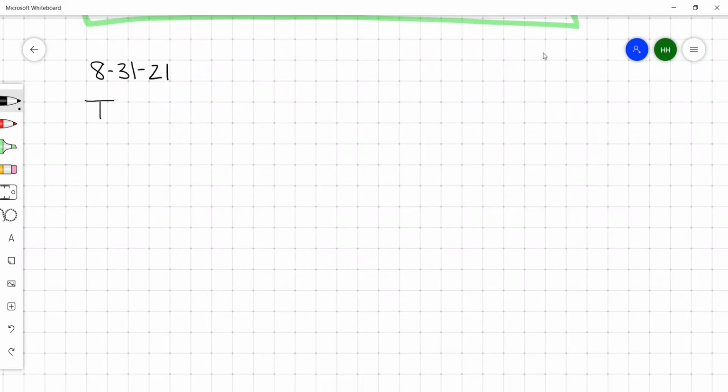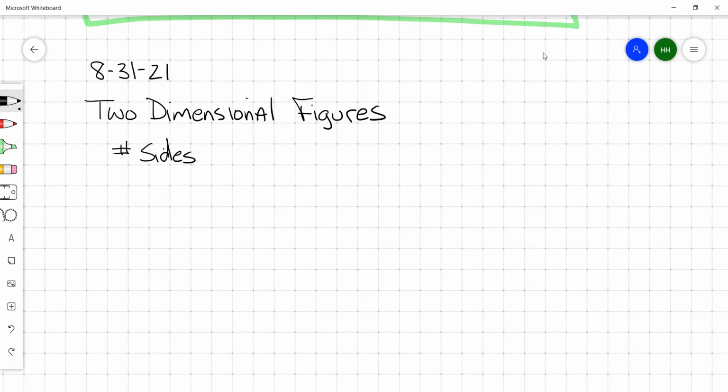Two-dimensional figures. We're going to be naming them today, describing them, and then finding the area and perimeter of them. So let's start off with number of sides. We're going to do a little table here. The table is going to be number of sides, and then the name of the polygon.